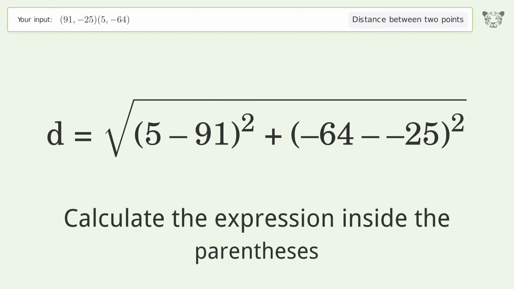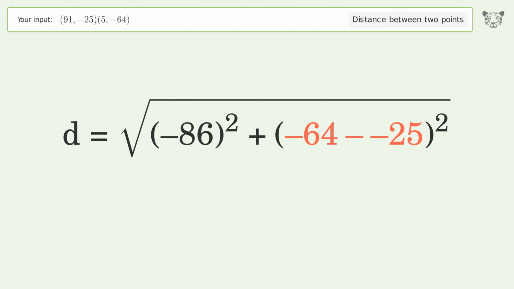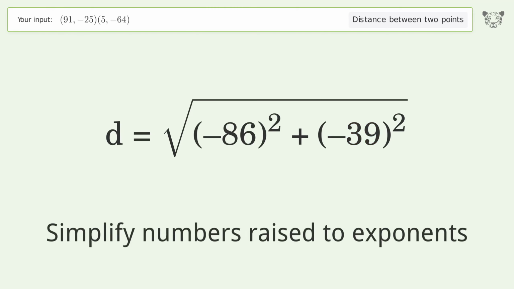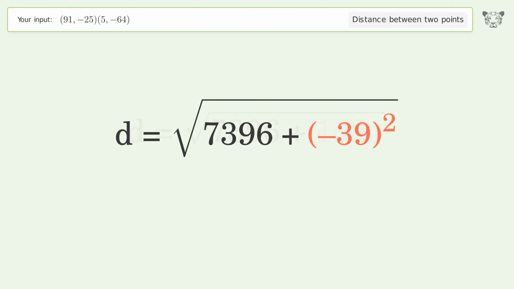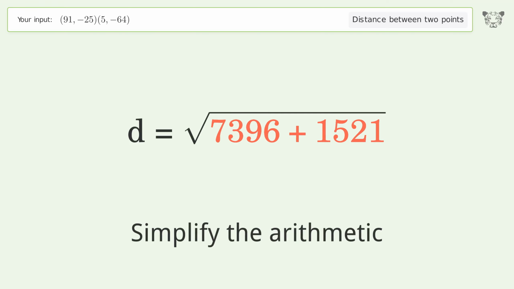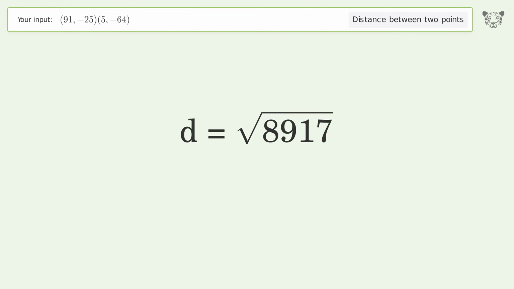Calculate the expression inside the parentheses. Simplify numbers raised to exponents. Simplify the arithmetic. And so the distance between the 2 points is the square root of 8,917, or 94.43.